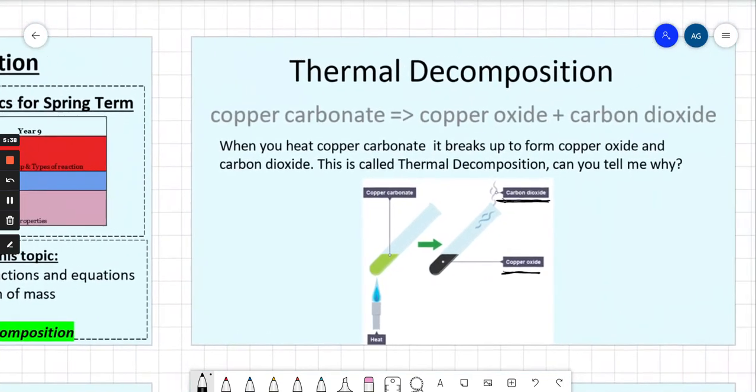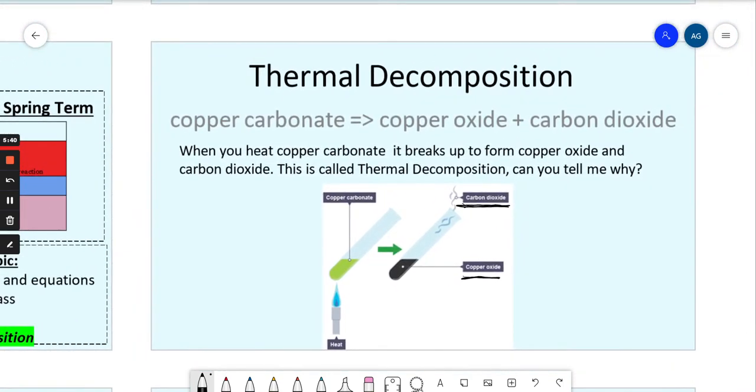We go back to the copper carbonate reaction. See, the copper carbonate is being broken down into copper oxide and carbon dioxide. Now, if we write this in a chemical formula, CuCO3 goes to CuO plus CO2.